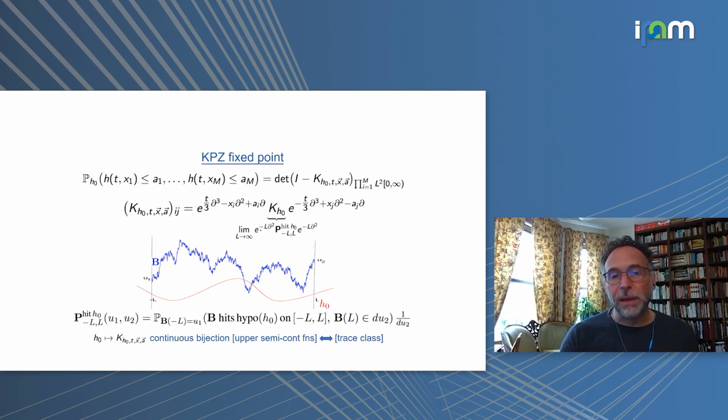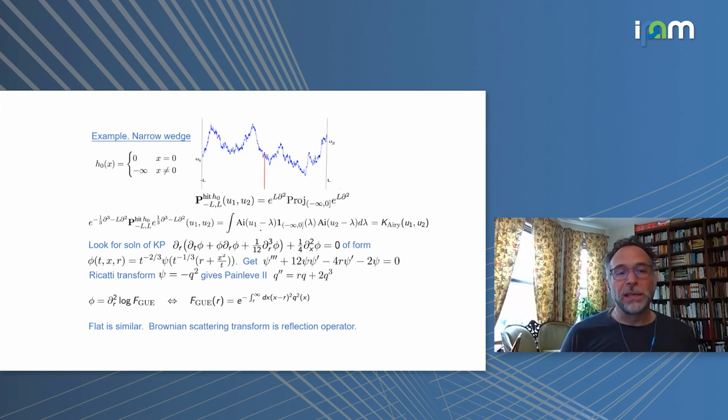I'd like to just give you an example. In the narrow wedge case, the initial height function is just 0 or minus infinity. So it doesn't look like a function. It's just this narrow wedge. And so the hit probability is easy to compute. You solve the heat equation, but then you have to stay below this red line. And then you solve the heat equation for the rest of the time. And so the entire computation just gives you this Airy kernel immediately.